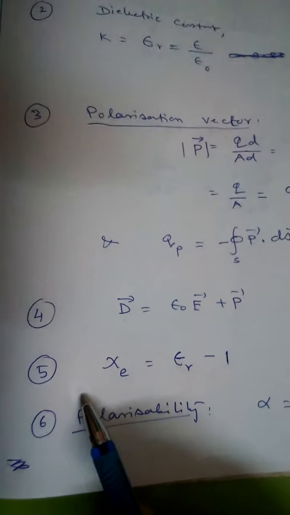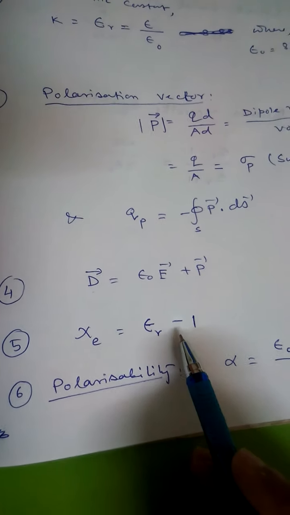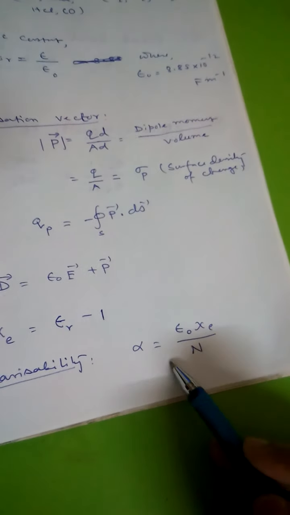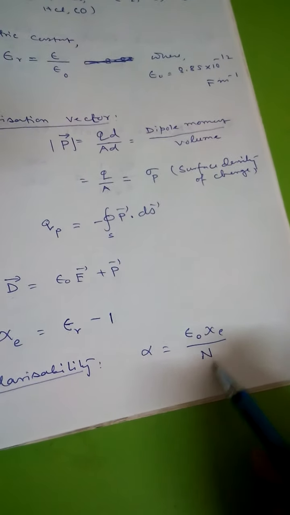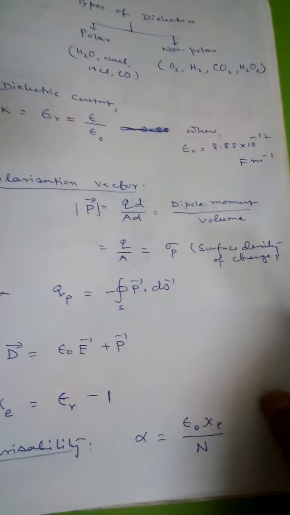This is the relation between susceptibility and dielectric constant, number 5. Number 6, polarizability. This is the expression of polarizability. N is the number of atoms per unit volume.